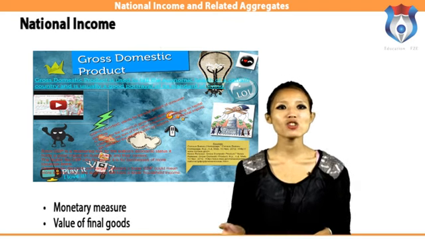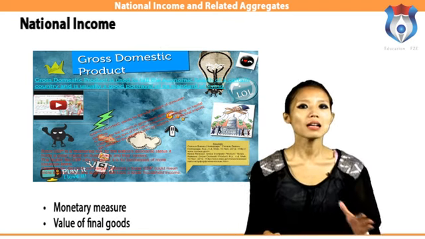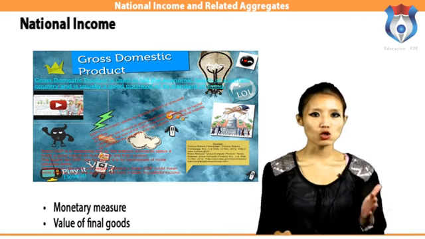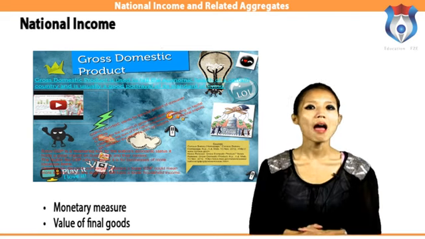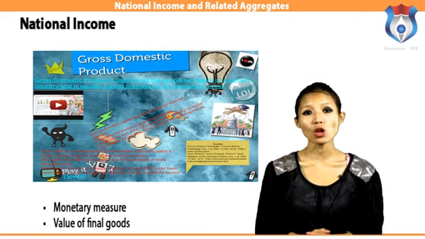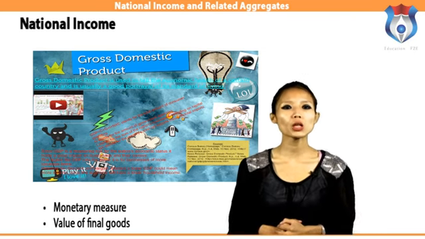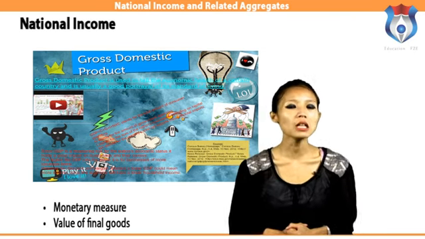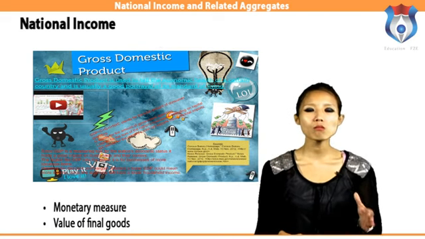First, it measures the market value of annual output of goods and services currently produced. This implies that GDP is a monetary measure. Secondly, for calculating GDP accurately, all goods and services produced in any given year must be counted only once so as to avoid double counting. So GDP should include the value of only final goods and services and ignores the transactions involving intermediate goods.